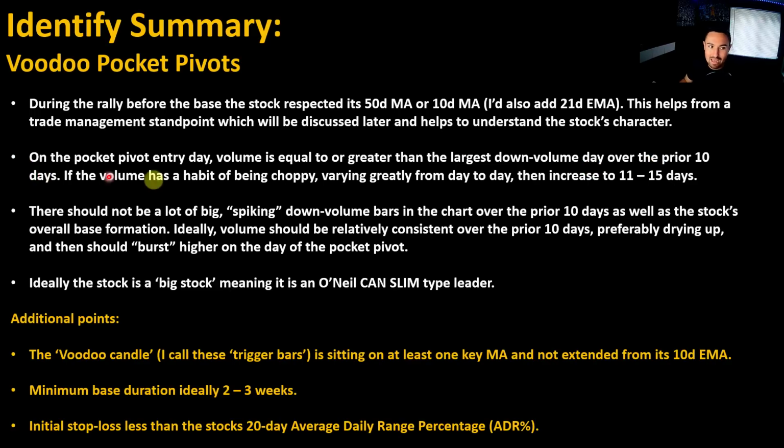If the volume has a habit of being choppy, varying greatly from day to day, then increase to 11 to 15 days. There should not be a lot of big spiking down volume bars in the chart over the prior 10 days, as well as the stock's overall base formation. Ideally, the volume should be relatively consistent over the prior 10 days, preferably drying up, and then should burst higher on the day of the pocket pivot.